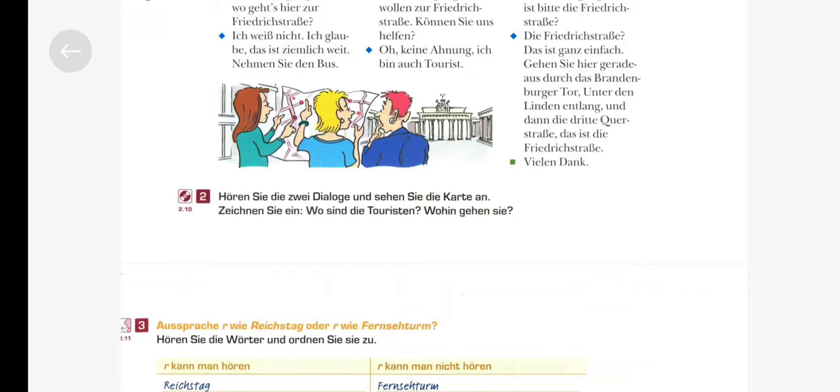Entschuldigung, wie kommen wir von hier zur Museumsinsel? Das ist ganz leicht. Hier ist das Rote Rathaus. Daran gehen Sie vorbei bis zur Spandauer Straße. Dort gehen Sie geradeaus und überqueren die Karl-Liebknecht-Straße. Die nächste Ampel links in die Burgstraße. Dann immer geradeaus bis zur Museumsinsel.